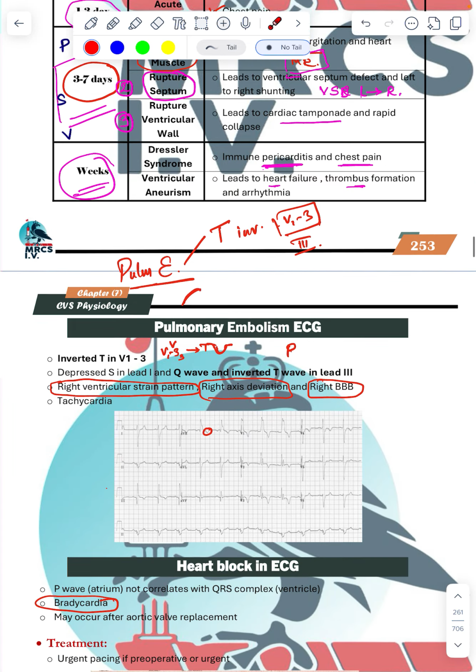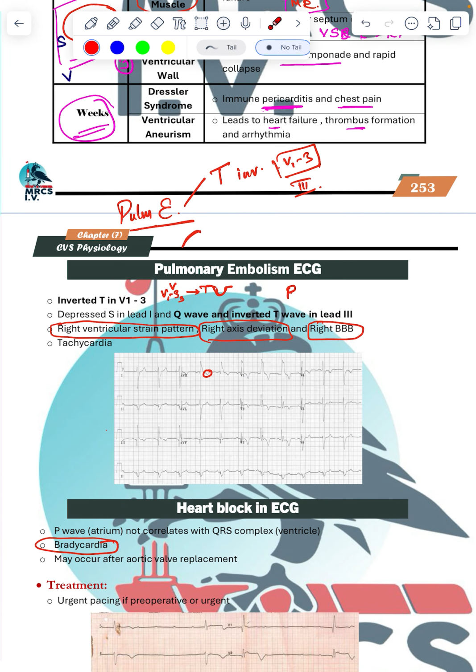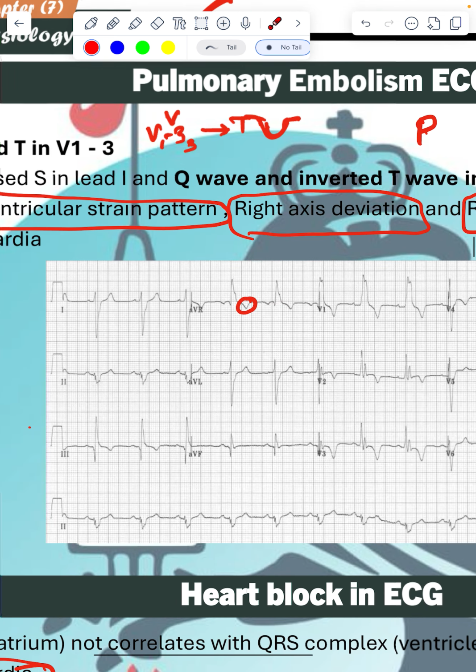This is again a question commonly asked in pulmonary embolism. V1 to V3, the T wave is inverted. You get a T wave, this T wave. This is V1.